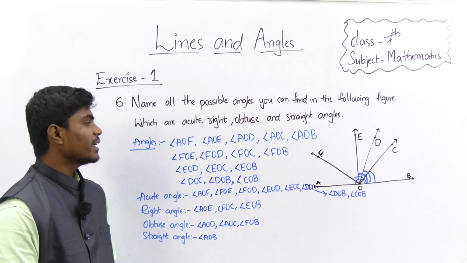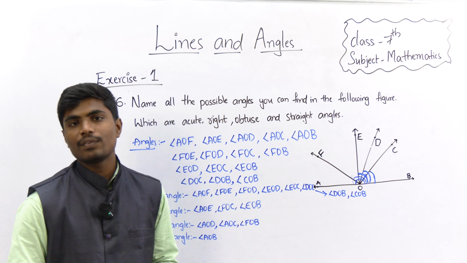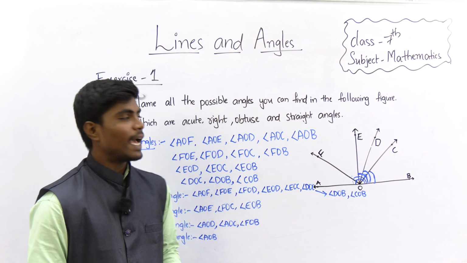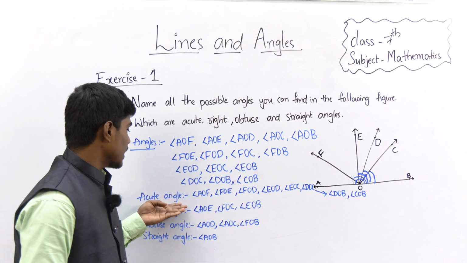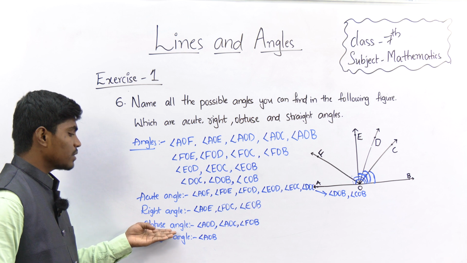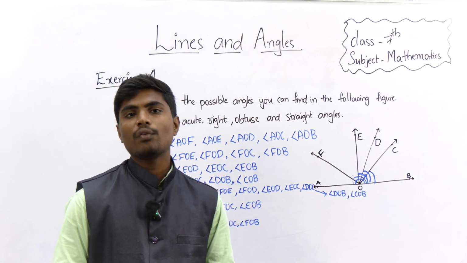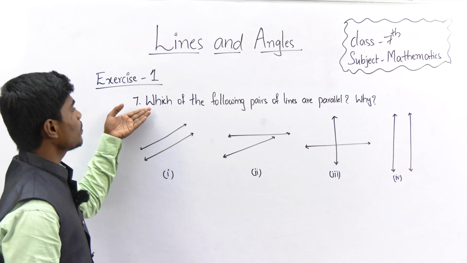See what we have done. We have written the names of each and every possible angle given in the figure, and we have divided these angles into acute angle, right angle, obtuse angle and straight angle according to the measure of the angle. Okay, this is the solution of the 7th problem.